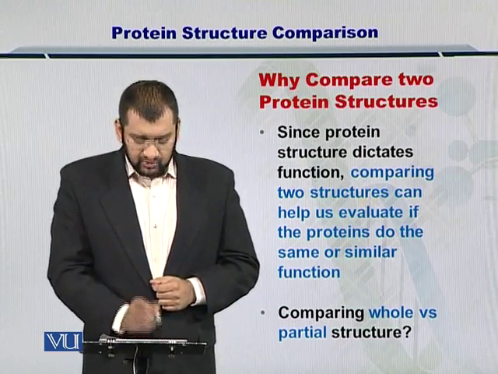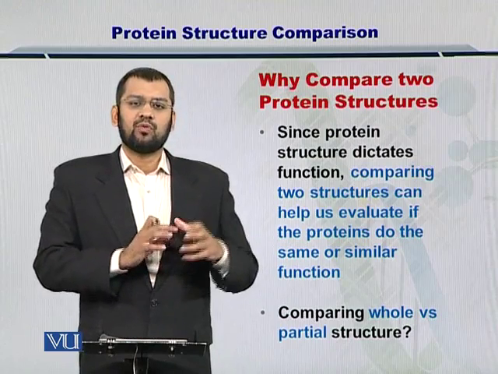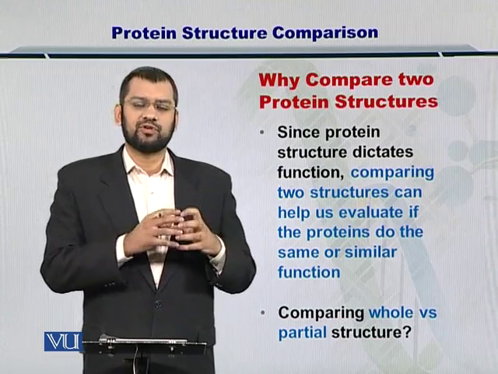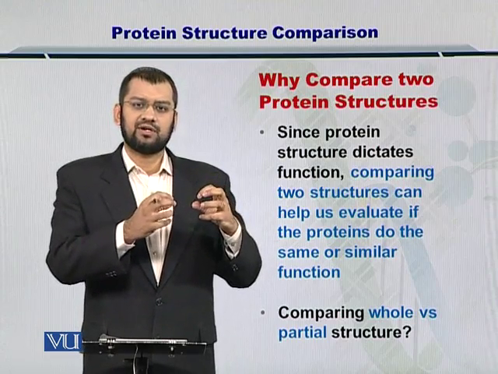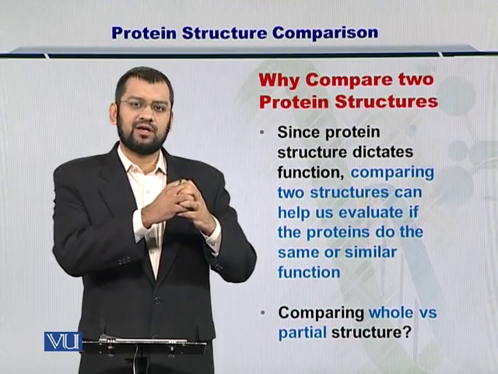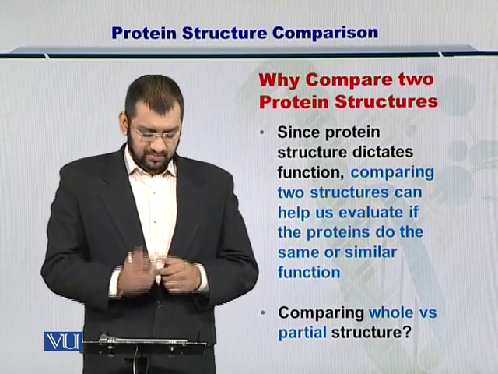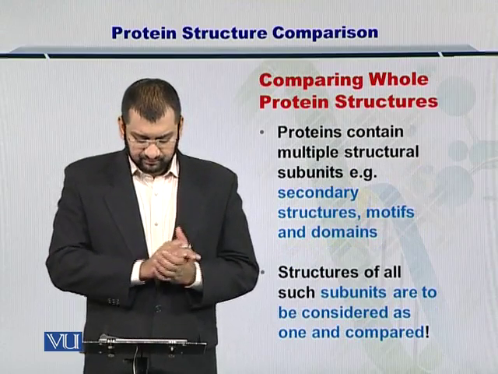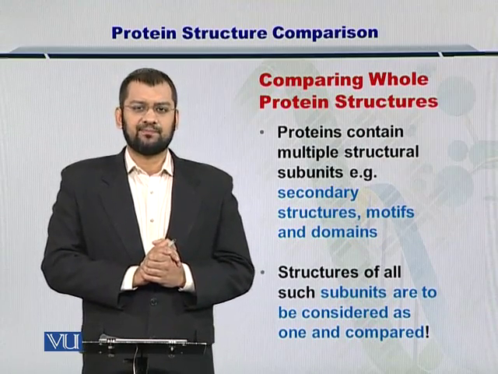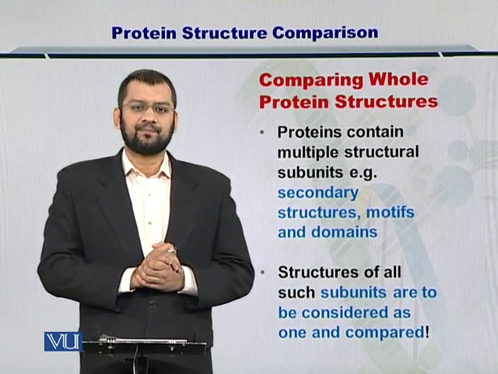More so, there are two types of comparisons. The first one is that if you compare the entire protein structure. This is called the rigid body superpositioning. The proteins are considered as rigid, and you have to superimpose them onto each other and see the differences. Secondly, there is the partial comparison. So first we will look at the whole protein structure comparisons, and later we will see the partial structure comparisons.